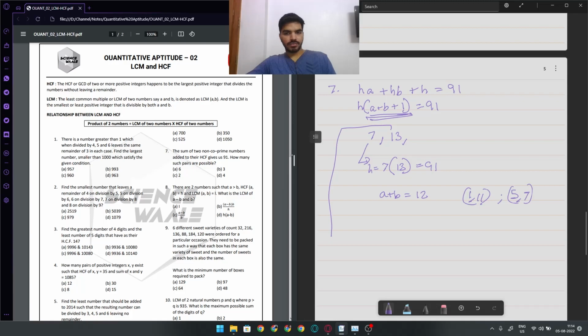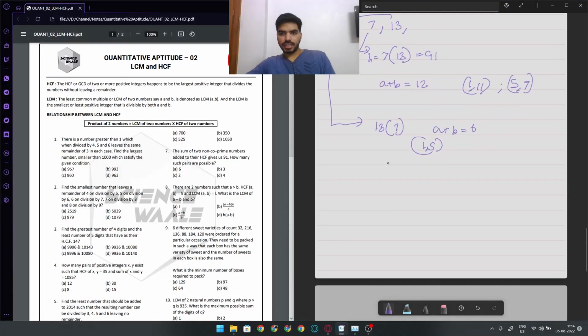Now for 13, 13 into 7, that means A plus B equal to 6 now. For A plus B equal to 6, co-prime numbers: 1 comma 5, and 2 comma 4, no. 3 comma 3, again no, due to the same reason. So only one case here. Now, when A and B are either 1 and 11, 5 and 7, or 1 and 5, these are the only situations.